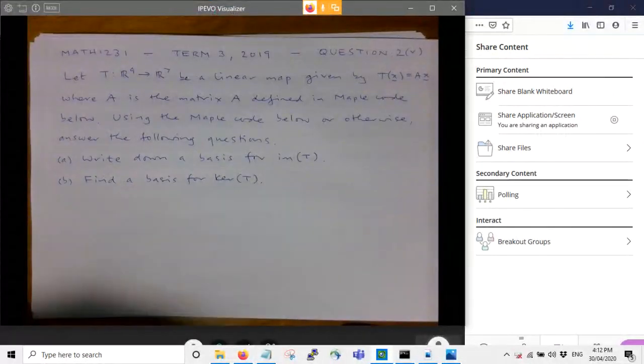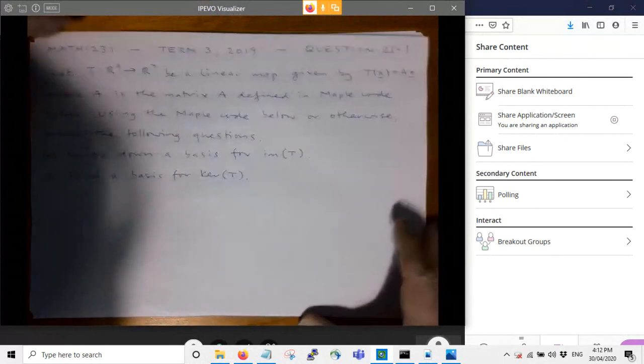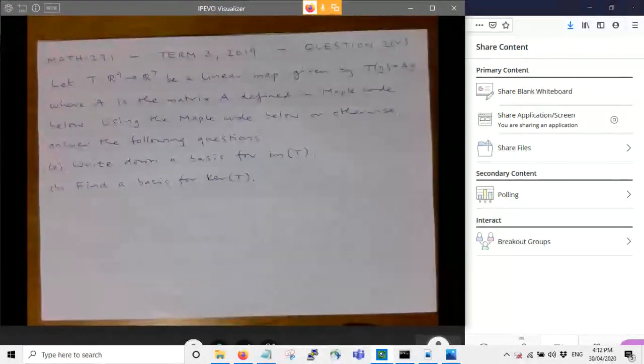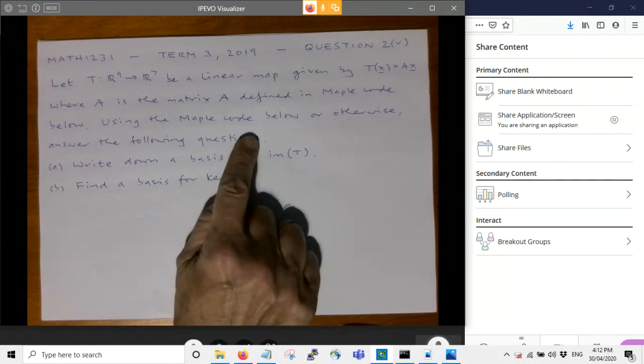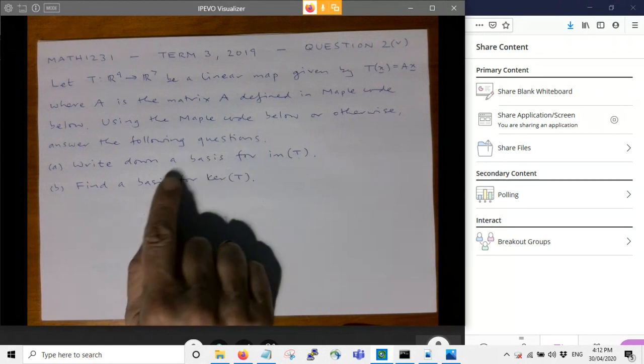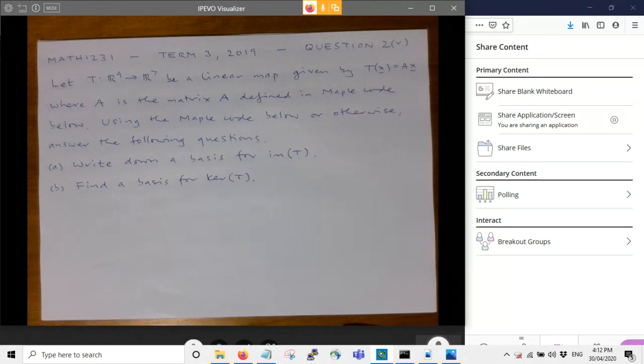Okay, and here we go. So we've got the question here. Let T be a linear map from R^9 to R^7. T of X equals a matrix times X, where A is shown below. Using the Maple code, answer the following questions. Write down a basis for the image of T and a basis for the kernel of T.